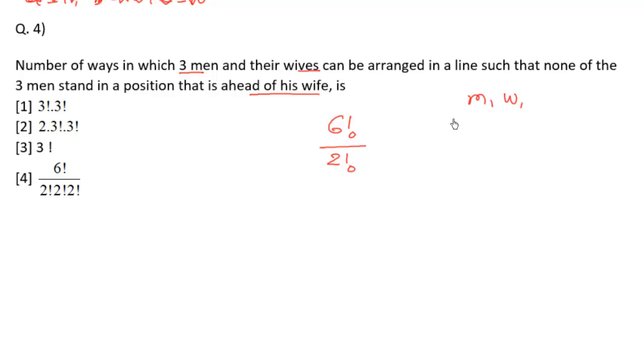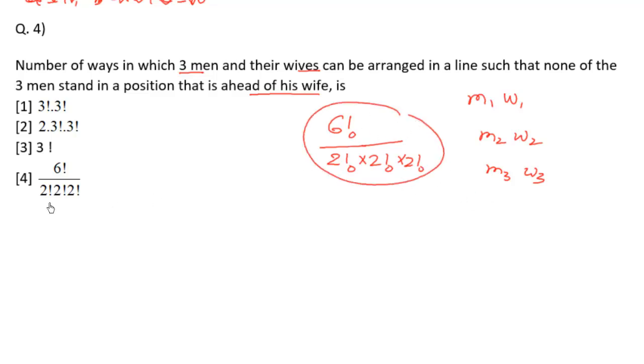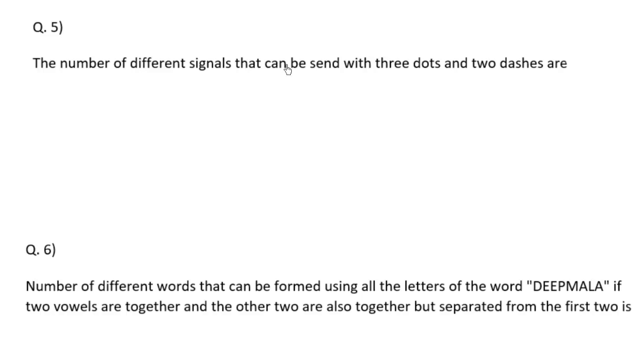Correct? Similarly, in all the 6 factorial ways, M2 and W2 would be arranged such that half the ways M2 would be ahead of W2 and half the ways W2 is ahead of M2. So again, from the remaining, if I take half, then we will get a case wherein M2 is not ahead of his corresponding wife W2, right? For the last, M3 and W3, the same logic applies, so again I have to divide it by 2 factorial. So this would be the number of possibilities. So option 4 becomes the right answer.